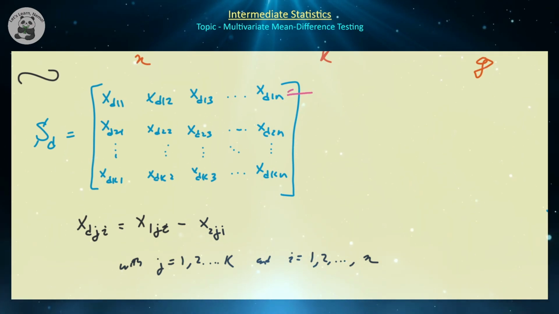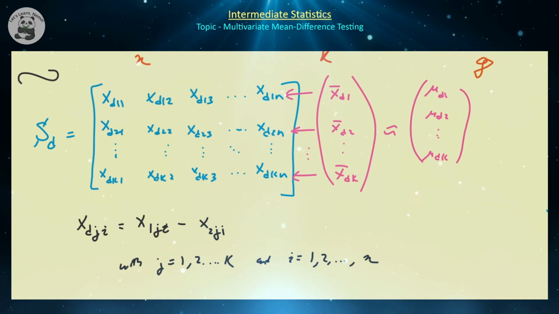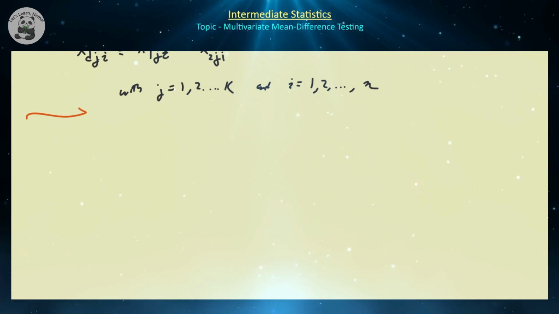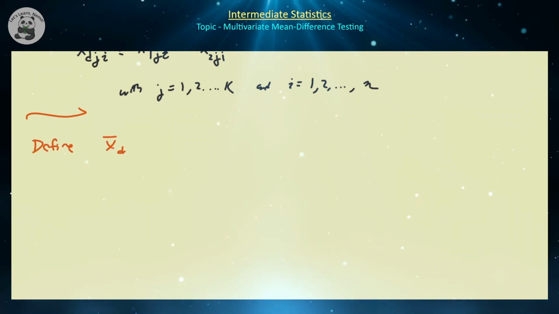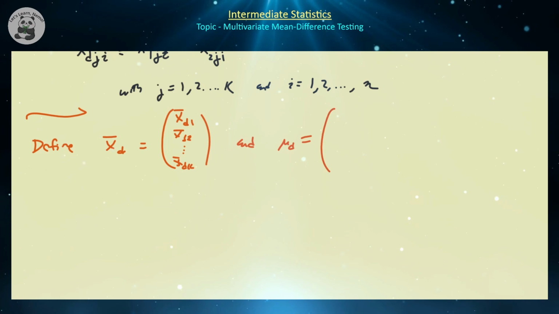So this first row is going to give us an x bar d1, an average of those differences. Then from here we're going to have an x bar d2 all the way down to an x bar dk. That's going to give us a vector, and this is going to help us approximate the population mean difference vector mu d1, mu d2, all the way down to mu dk. Once we have that point estimate, we can restructure our original null hypothesis. We define x bar d to be x bar d1, x bar d2, all the way down to x bar dk, and we define mu d to be mu d1, mu d2, all the way down to mu dk.